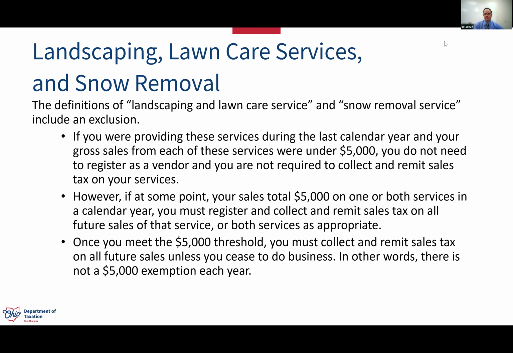And then keep in mind that the $5,000 is actually separate for both snow removal and lawn care. So it's a $5,000 provision for snow removal and a $5,000 provision for lawn care. But this is not to be confused with a $5,000 exemption each calendar year, meaning you don't have to collect each calendar year prior to hitting $5,000 in each calendar year. It's one time. The first time you hit it, you register, you begin collecting tax until that business ceases.